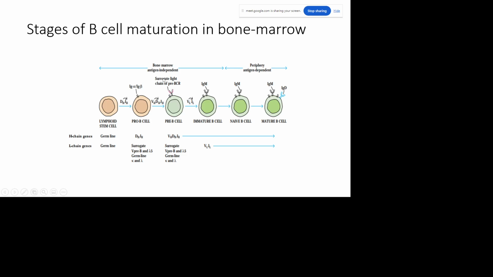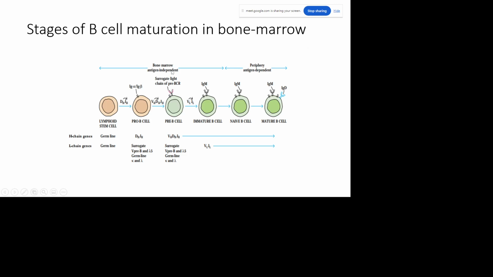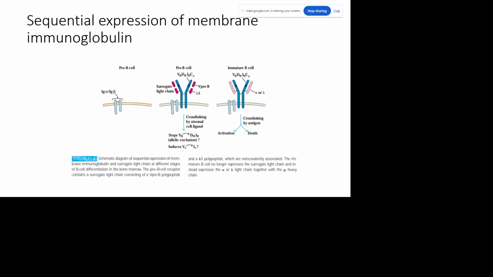Then upon this VDJ recombination you will get a pre B cell where the Ig alpha Ig beta heterodimer as well as the heavy chain will be there, and a surrogate light chain. So pro B cell has Ig alpha Ig beta. Then in pre B cell, after this VDJ recombination in the H chain, Ig alpha Ig beta was previously there, and now after the VDJ recombination of the heavy chain, you will get a heavy chain and a surrogate light chain, which are lambda 5 and V pre B. This is the surrogate light chain.